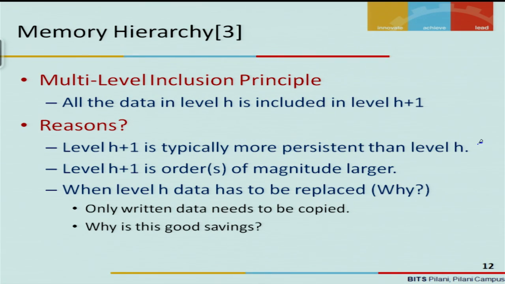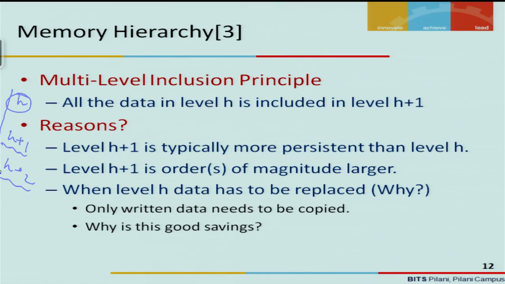One of the principles is called the inclusion principle. Suppose you have 3-level memories, where the highest level is H, then you have H plus 1 and H plus 2. H is the closest to the processor, and as you move from H to H plus 1, it is away from the processor. Away from the processor means a slower memory with larger size; H plus 1 has a larger size than H. The idea is that the data available at level H is also available at H plus 1 as well as at H plus 2. Similarly, the same kind of relationship holds between H plus 1 and H plus 2.